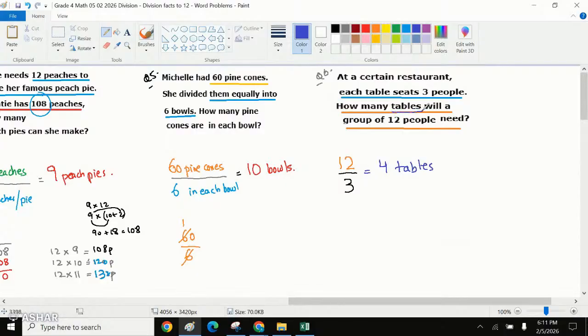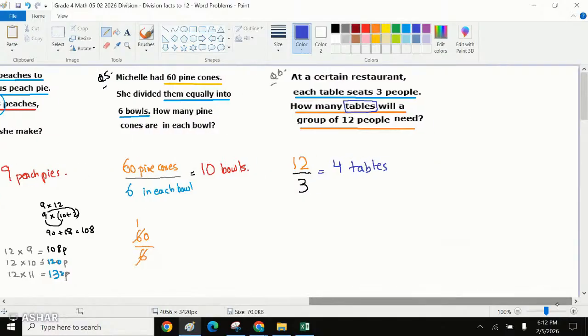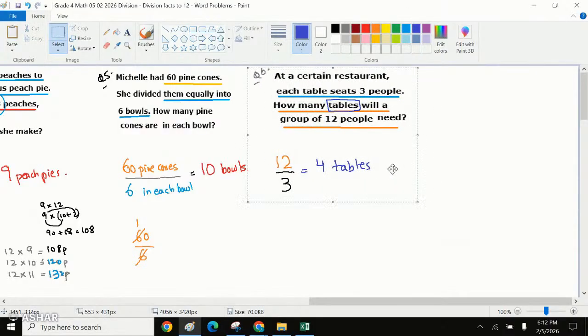Because they need how many tables? With the variable, we always say, like in question number 5, we said 10 bowls. The question before that, 9 peach pies. So we always say 4 tables, because they're not talking about 4 people. The answer is 4 tables, okay? We identify what the requirement is. If you're done with question number 6, let's try another question. Question number 7.